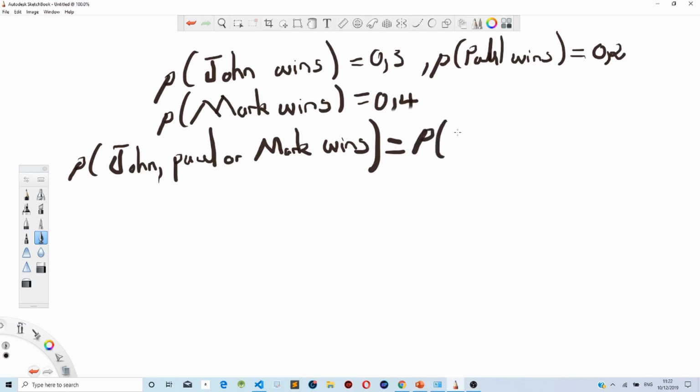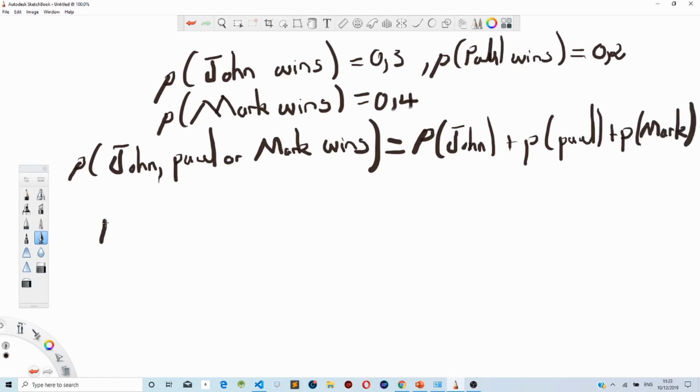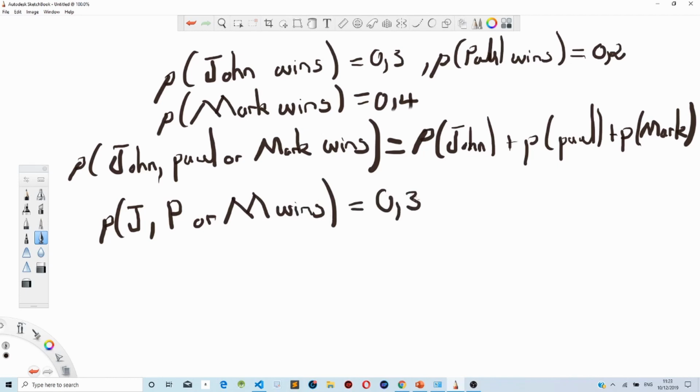So this is going to be the probability that John wins plus the probability that it will be Paul plus the probability that it will be Mark, which, writing it in short form, is P(J or P or M wins) equal to 0.3 plus 0.2 plus 0.4, which is equal to 0.9. So that is the probability that either John, Paul, or Mark wins. Let us look at the third part.